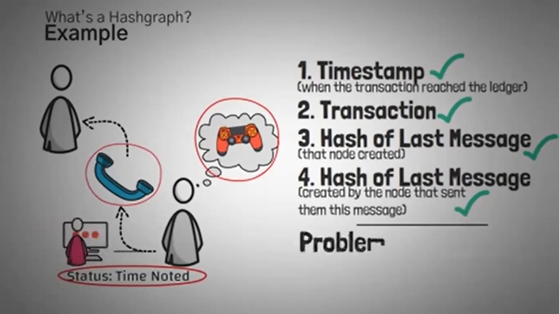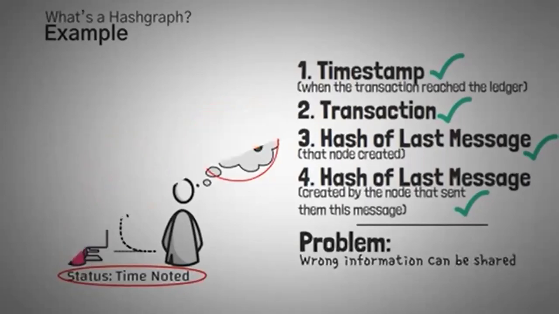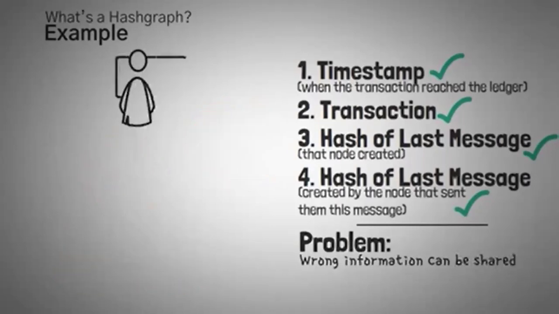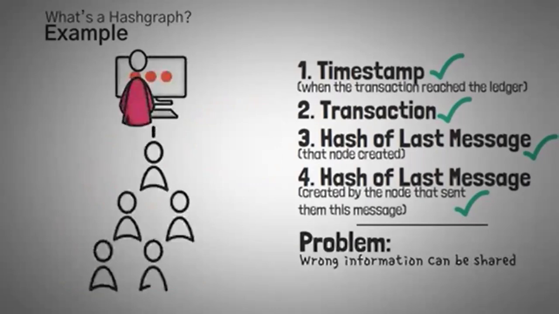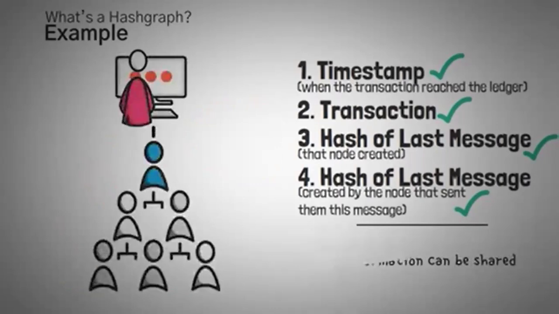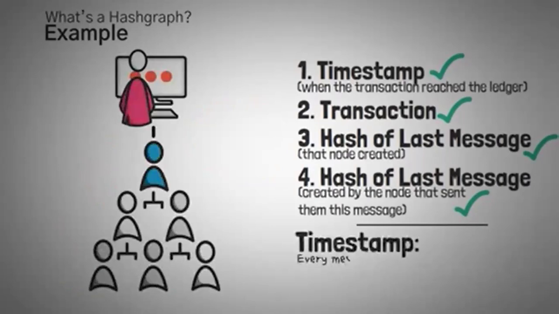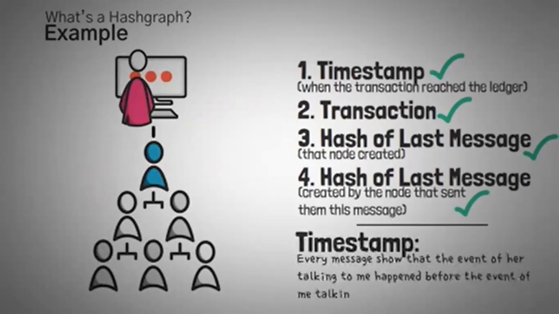This is actually a really big concern when it comes to information sharing, especially when it has to do with money. Because what if I'm trying to buy something but someone else claims that they bought it first? Well, the thing is, my sister would know that I called her first, and whoever she spoke to after that would also have the information, because remember, they also get the information about who she talked to last. The timestamps that are a part of every message show the event of her talking to me happened before the event of me talking to my friend or her talking to her friend.